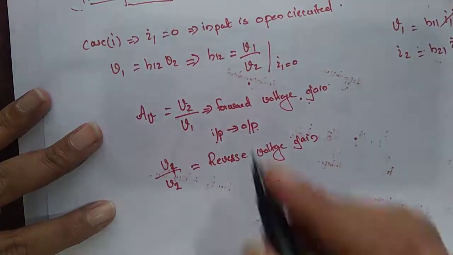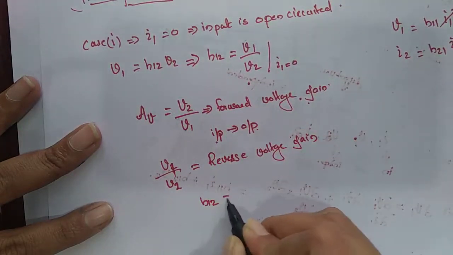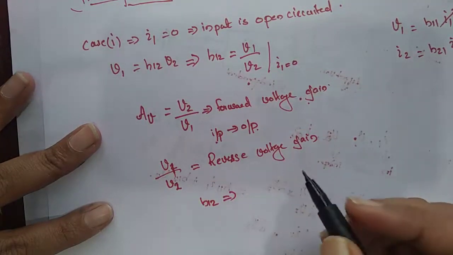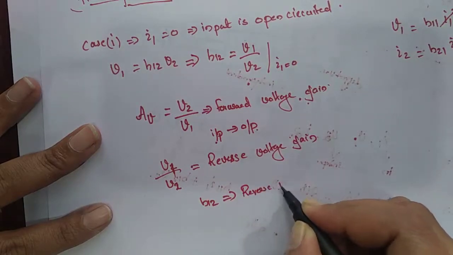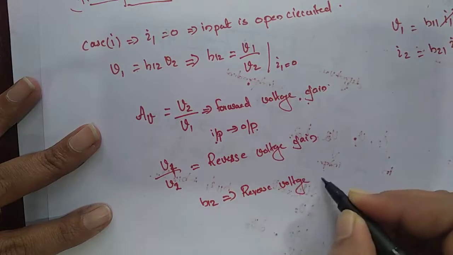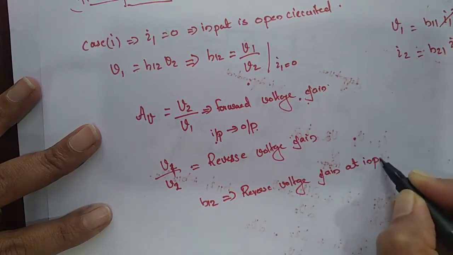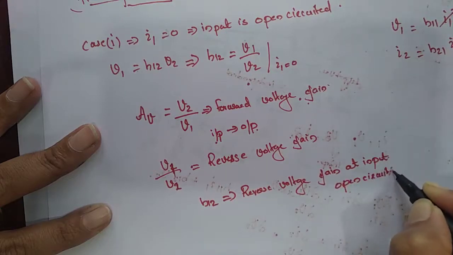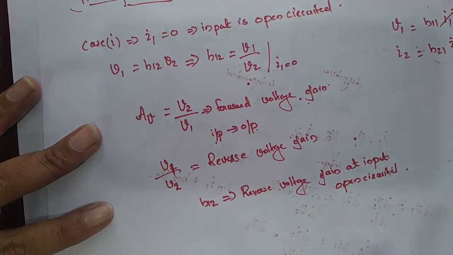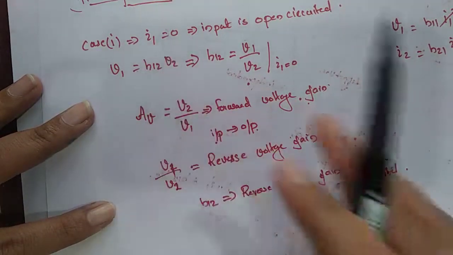So what is the name for H12? We can say the hybrid parameter H12 is called the reverse voltage gain at input open circuited. This I have applied with I1 equal to 0 for our first equation.